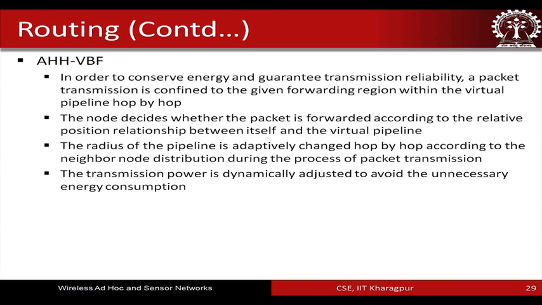In order to conserve energy and guarantee transmission reliability, a packet transmission is confined to the given forwarding region within the virtual pipeline, hop by hop. The node decides whether the packet is forwarded according to the relative position relationship between itself and the virtual pipeline. The radius of the pipeline is adaptively changed hop by hop according to the neighbor node distribution during the process of packet transmission.